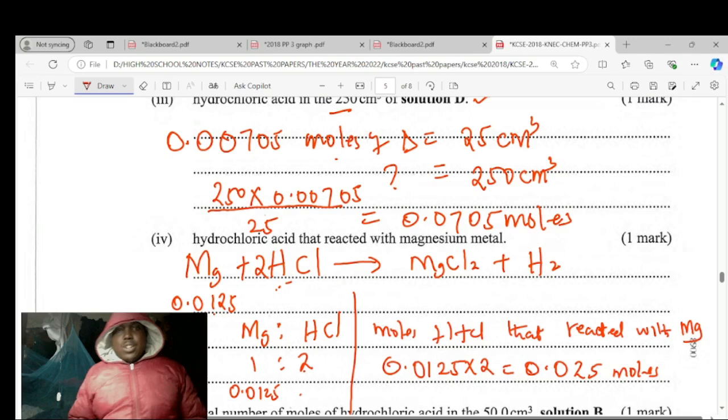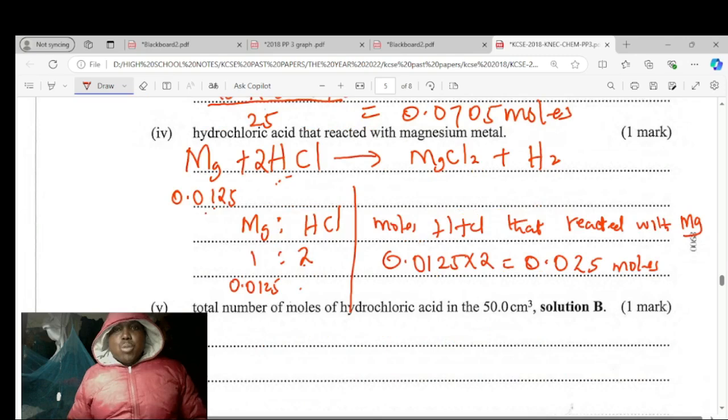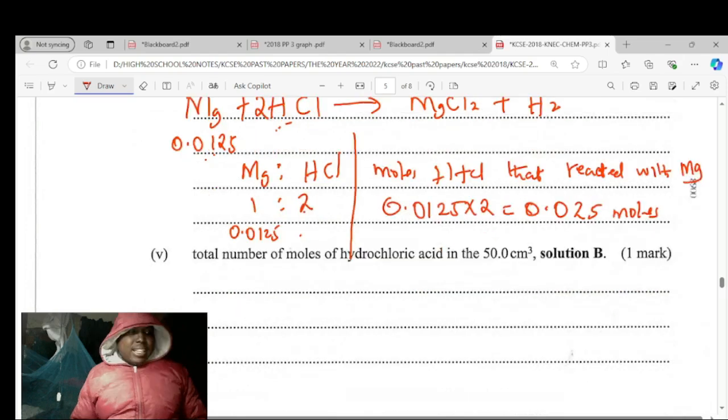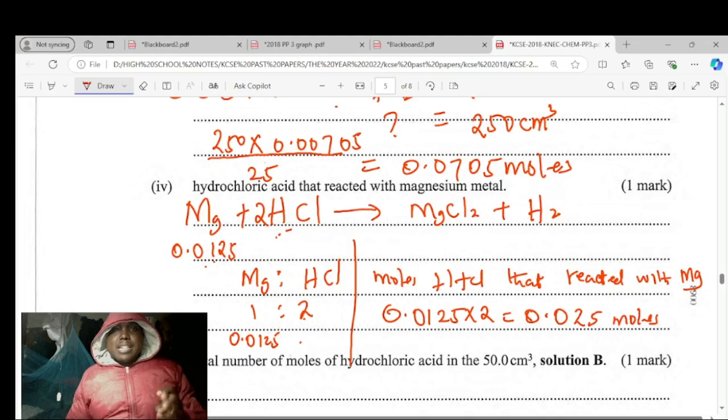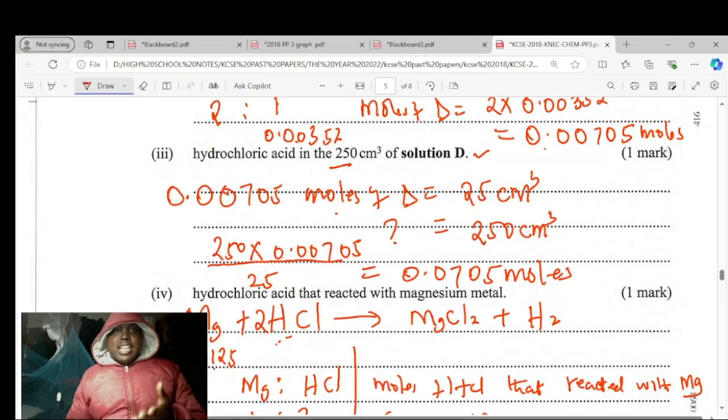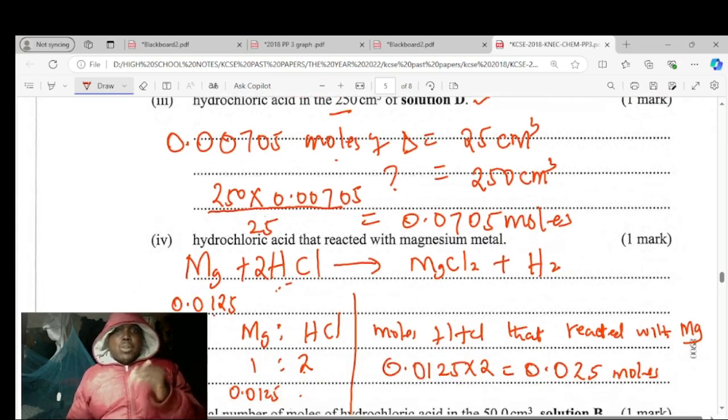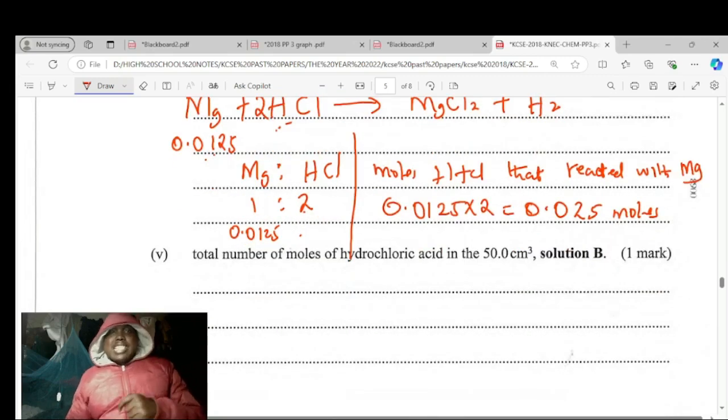Now the question asks, calculate the total number of moles of hydrochloric acid in 50. The 50 that was in the beaker, what was its total initial moles? Now we have found the moles that are in 250. The moles that were in 250 are what remained after magnesium reacted with HCl. And the moles in 250, which is this part Roman 3, are 0.0705. That is the moles that remained in 250.